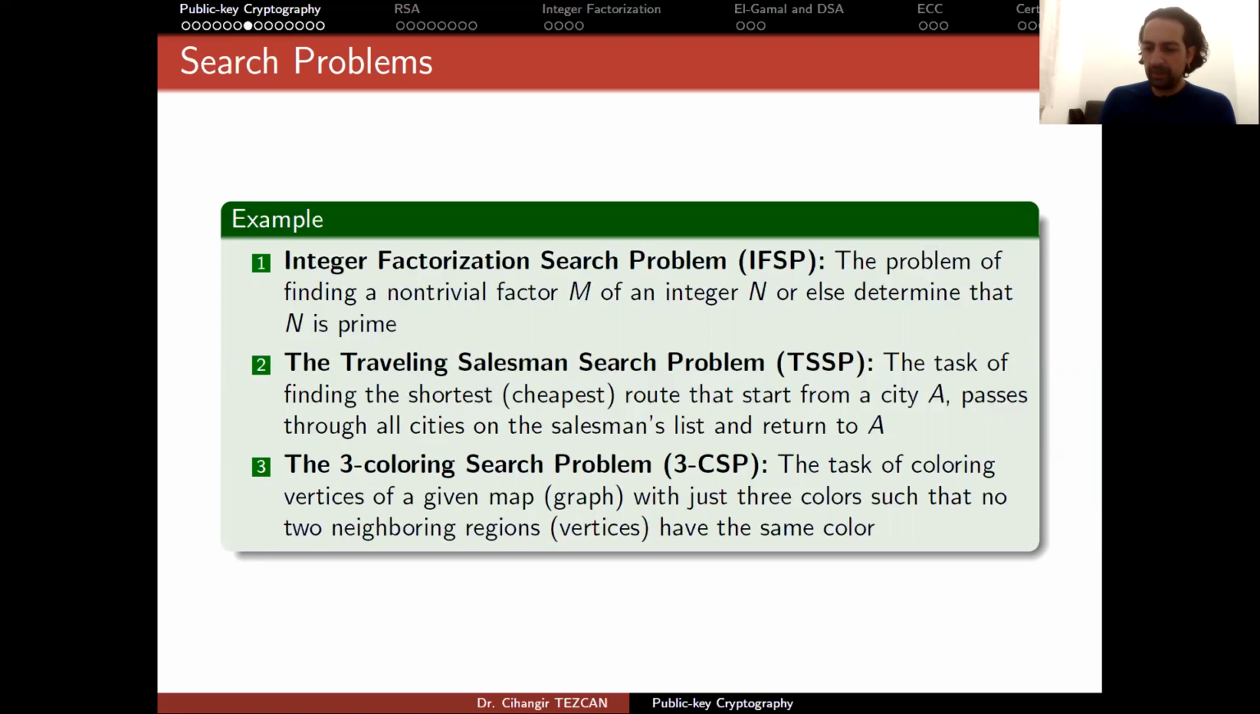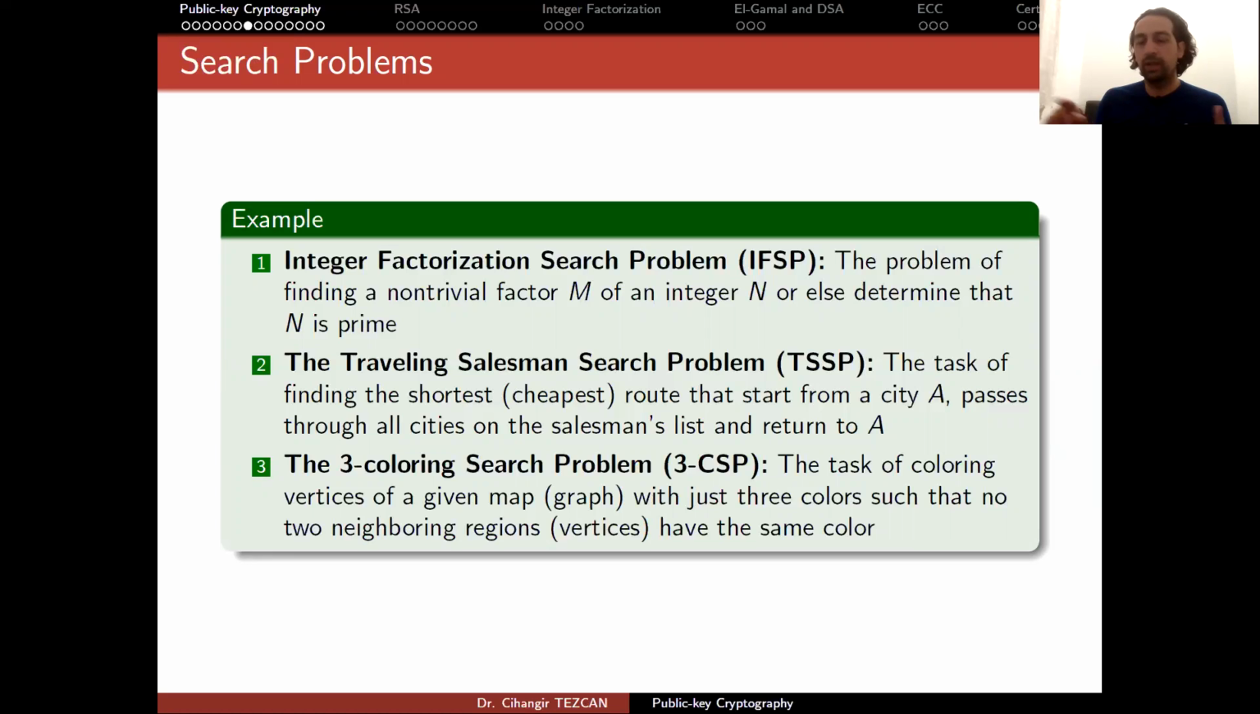You might ask why this is a 3-coloring problem and not a 4-coloring problem. The strange thing is that you can color any map using only 4 colors.